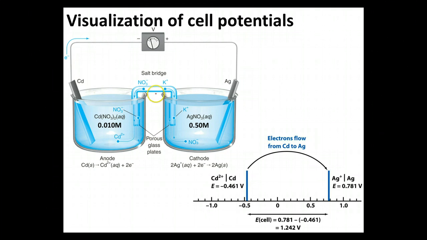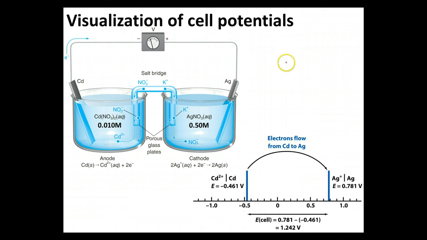Now, in the Nernst equation video, where we go through an example problem, we see that we can do a calculation for these concentrations in this system. We get these half cell potentials, and we total it up to find out that the energy of the cell is 1.242 volts.